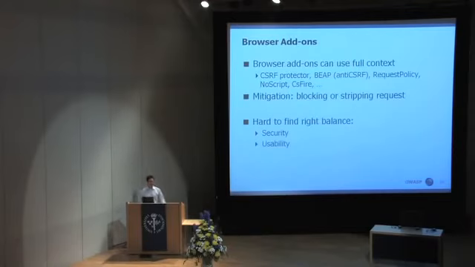So what are the other mitigation techniques on the client side? Well, you have a bunch of extensions that try to help you against cross-site request forgery. The typical mitigation technique is blocking requests or stripping requests along the lines of Request Rodeo. And we see that it's very hard to find the right balance between security and usability. For example, CSRF Protector and Anti-CSRF do a good job in keeping the web usable and having a very good user experience, but they're limited to protecting against only a subset of cross-site request forgery.